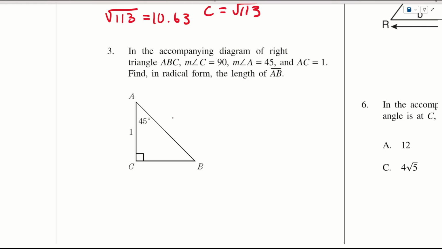Find AB in radical form. Remember, this is really important. If your answer is not in radical form, meaning it has a square root, then your answer is wrong. We want to know the length of AB. We don't know what that is.